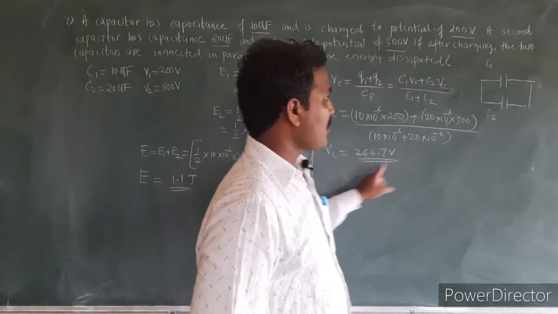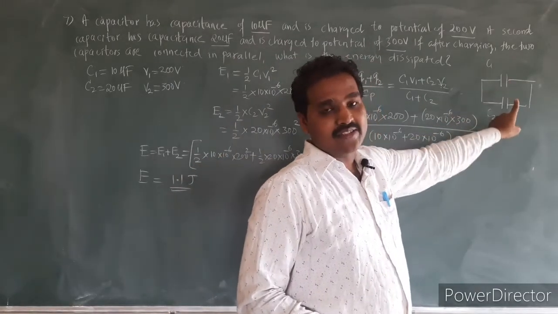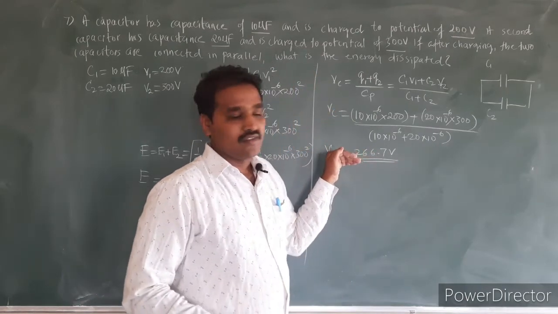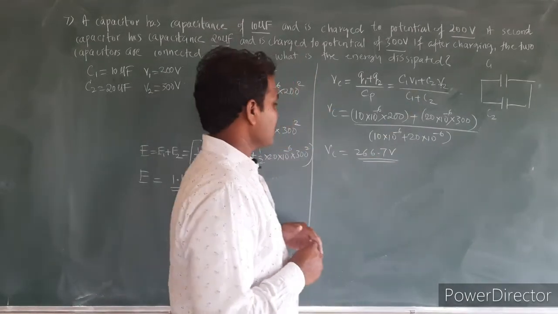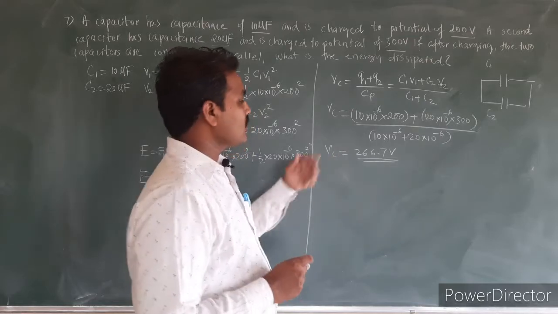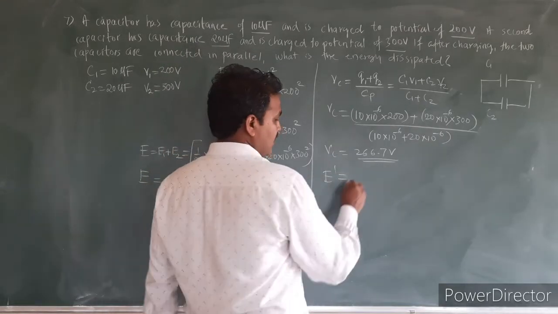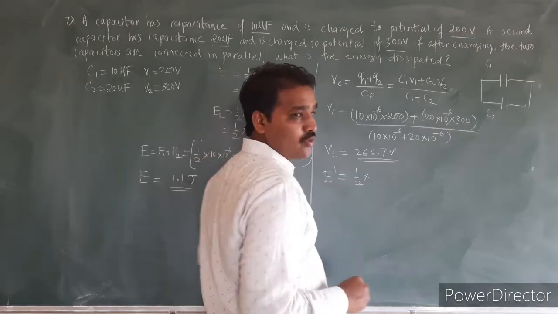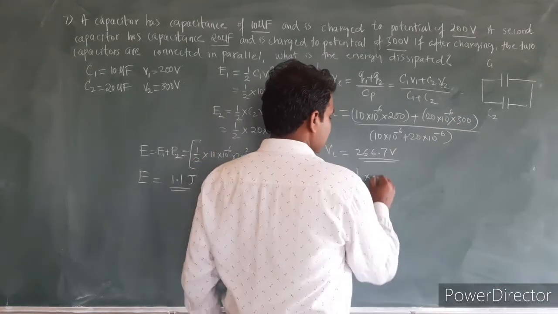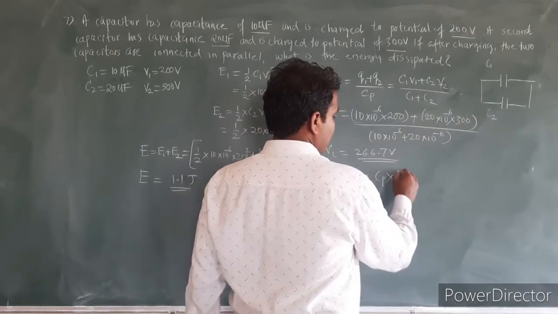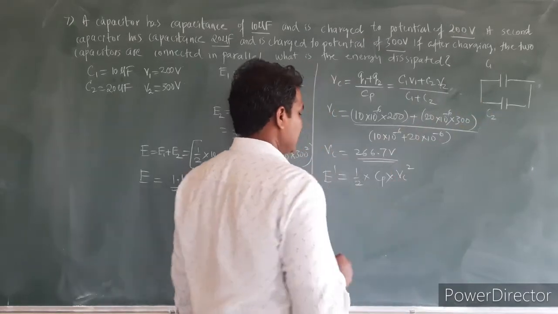This is the common potential across both C1 as well as C2. At this point of time, the flow of charges from one capacitor to another capacitor stops. After the combination, the energy stored in the combination is given by E equal to 1/2 into the effective capacitance Cp into the common potential, VC squared.